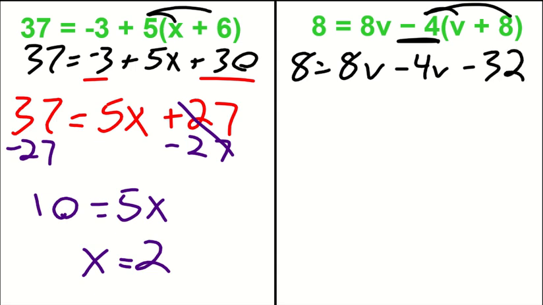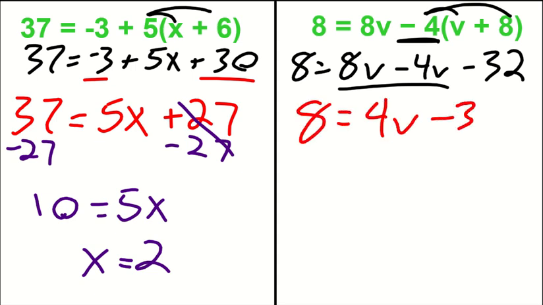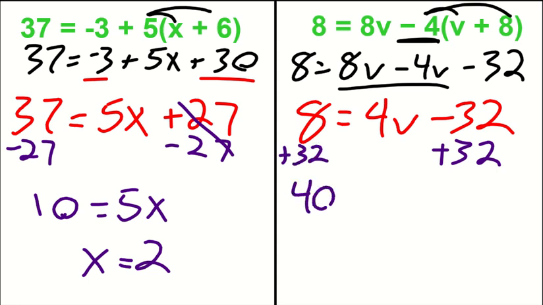If you forgot to distribute that minus, some of y'all might have had a plus 32. You need to make sure that minus goes with it. We can combine right there. So we got 8 equals 4v minus 32. We solve. We go plus 32 to each side. So we get 40 equals 4v. When we divide, like you said, we got v equals 10. Okay? Any questions on that one?